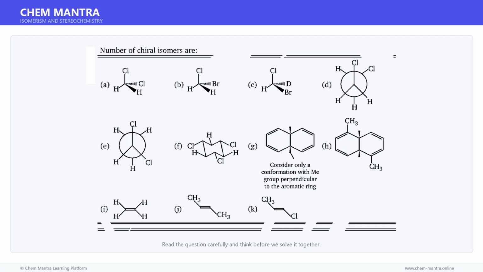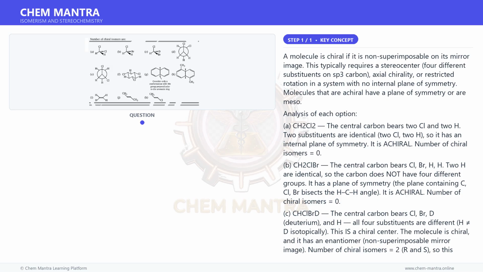Here is a question. Read it carefully and think about the answer. Let us solve it step by step. Let us first understand the key concept here. A molecule is chiral if it is non-superimposable on its mirror image.